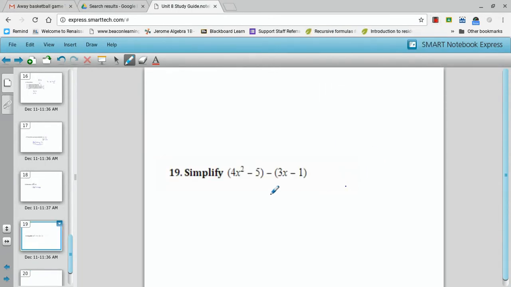Okay, we have a minus sign between these two, which means we need to change the signs on everything behind. The 3x becomes a minus 3x. And the negative and negative make a positive 1. Now let's combine like terms. 4x squared, is there any x squared over here? No, so just write it down. 4x squared.